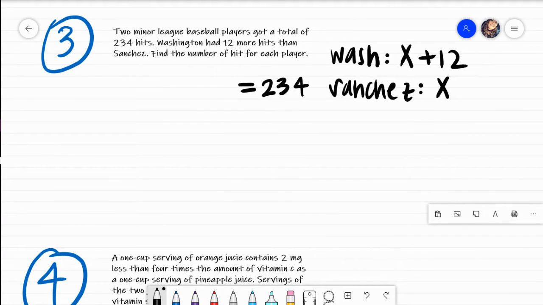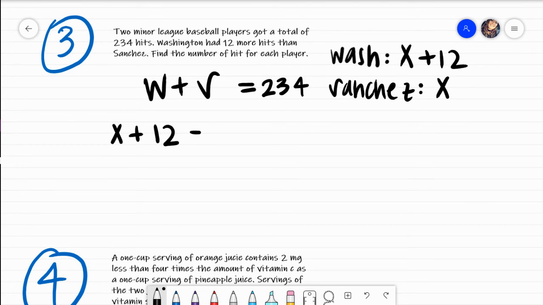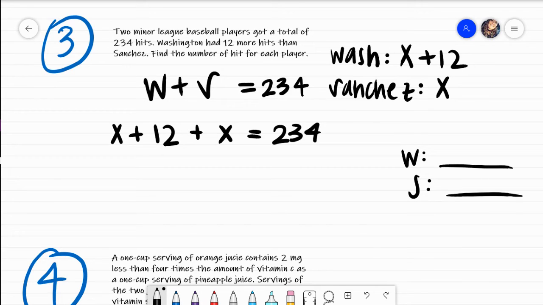Because if you read it, it says 2 minor league baseball players got a total. This is telling me that this is Washington plus Sanchez, right? So literally, I'm going to write the expression I have for Washington, and add to it the expression I have for Sanchez. I have it set equal to 234. Our final answers will be to give their totals, okay? So if I look at this, I notice that I have like terms on the left-hand side. Those can be combined. I get 2x plus 12 equals 234.